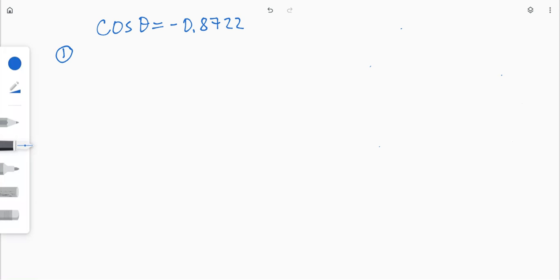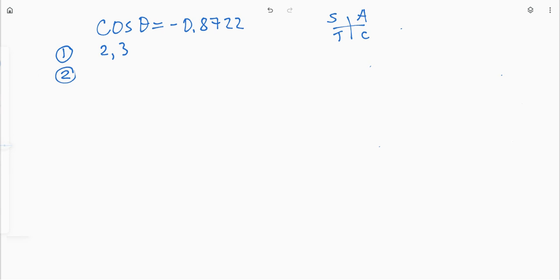determine the quadrants. And here comes CAST rule again. So according to CAST rule, cosine is going to be negative in second and third quadrant. So the quadrants are 2 and 3. Step number 2, sketch the possible angles, which means that sketch the angles with their terminal arms in the second and third quadrant.